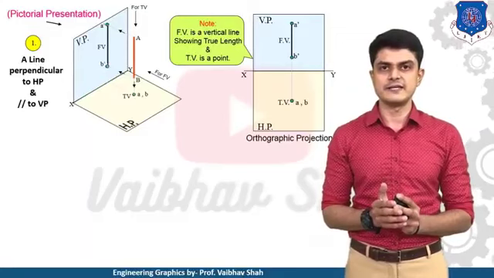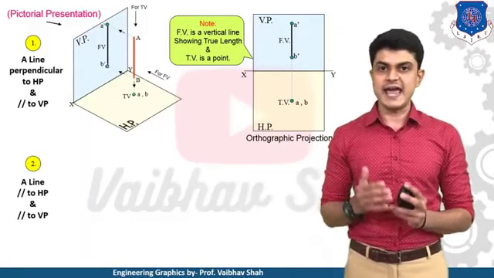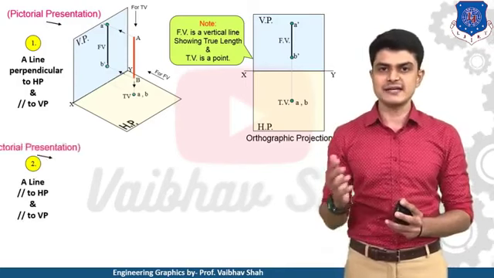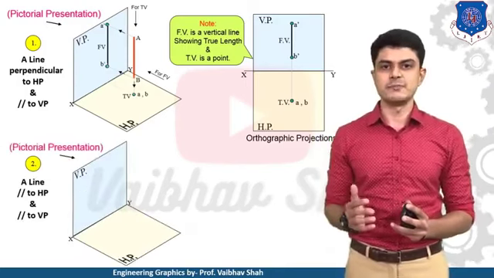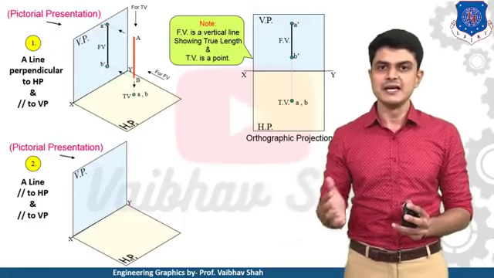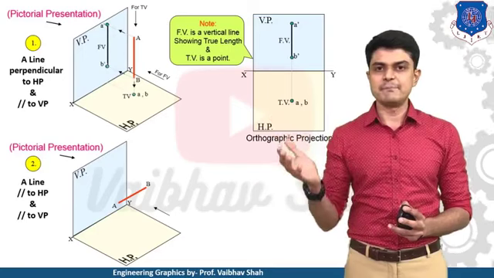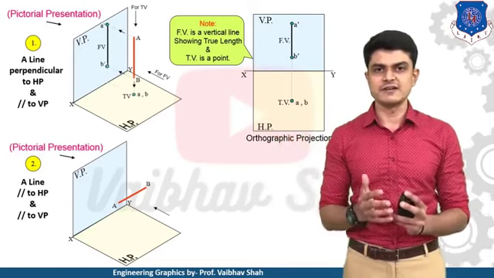Now let us see the second case. So the second case is what? A line is parallel to HP and parallel to VP. So let us understand it better by the pictorial representation. This is our quadrant system. Once again, you are having HP and VP. Let us take one line which is parallel to your VP and parallel to HP, as you can see. So this is our line AB.